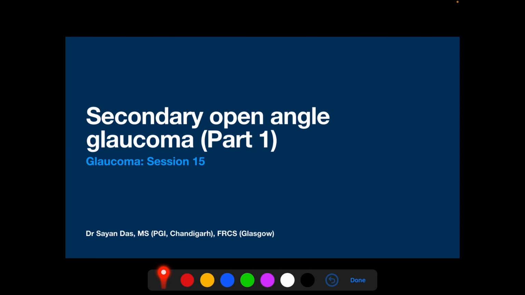and then we will be discussing those glaucoma entities which have combined open angle and angle closure mechanisms contributing towards glaucoma. So in this session we will be starting with secondary open angle glaucoma and discuss pseudoexfoliation syndrome and pigment dispersion syndrome.